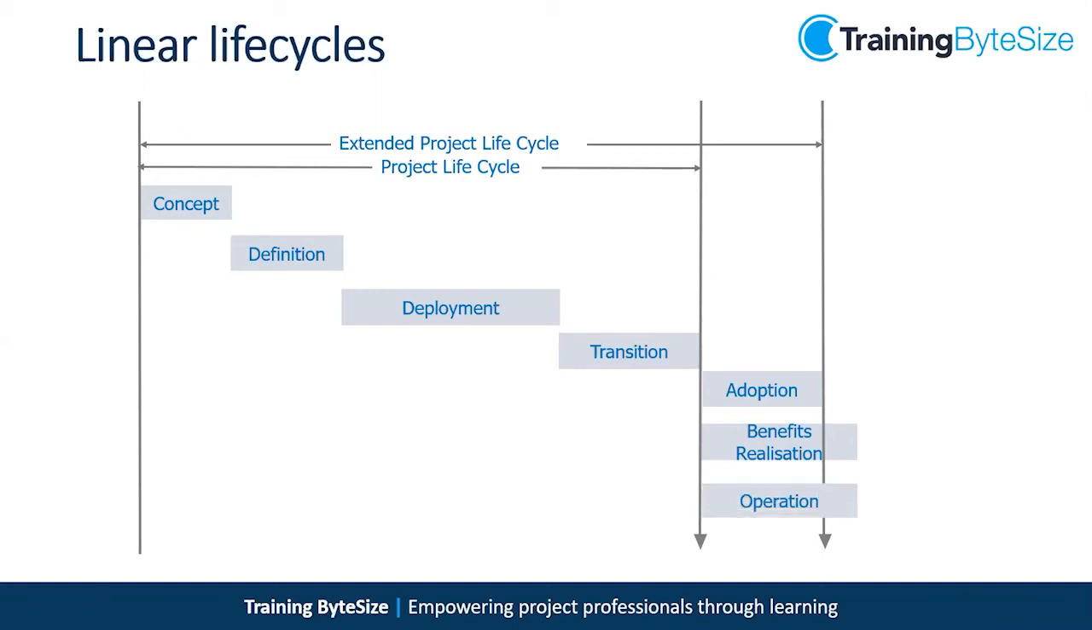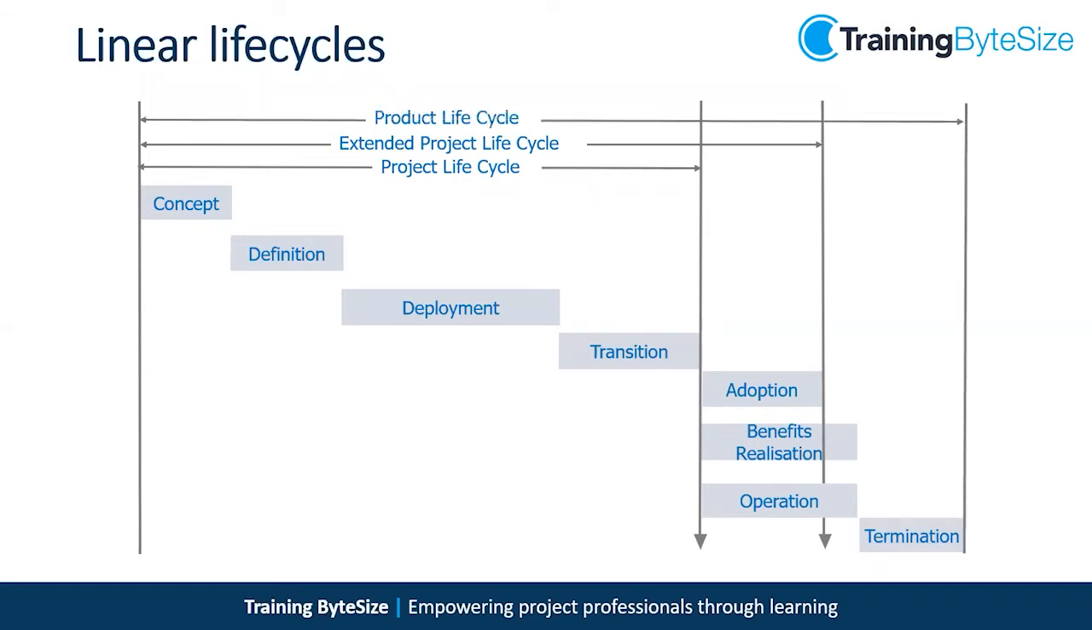Then we have operations. Operations is the usable lifetime of a product. So it's when the customer has the product, they are now using it, and it's the lifetime of that using period. Then we have termination at the end. This operations and termination are part of something called the product life cycle. A product life cycle is the lifetime of a product from concept right through to getting rid of it.